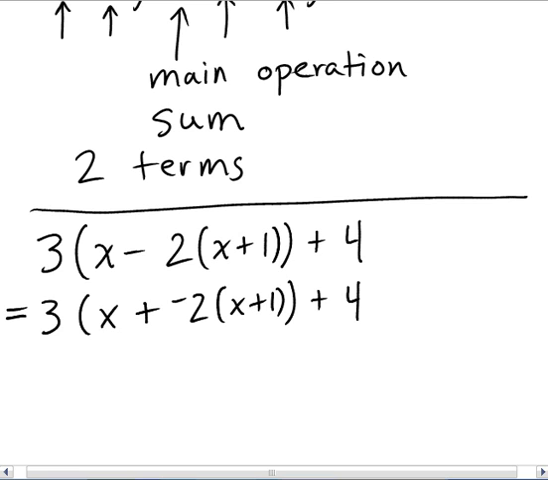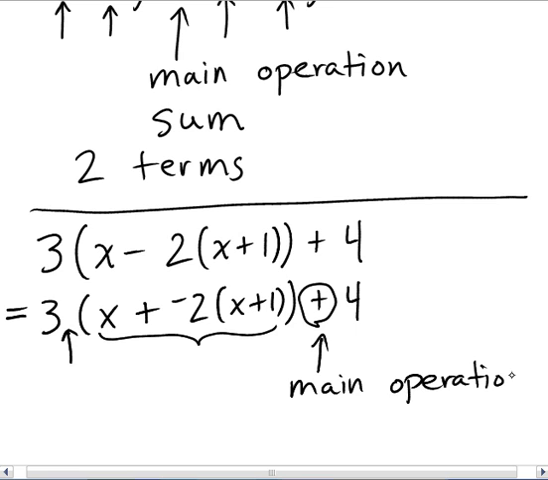So decide which is the main operation. What would be done last? Okay, well, we're going to do everything inside of that outer group of parentheses first. If we were evaluating this expression, we would have to compute the x plus negative 2 times x plus 1. We would have to compute all of that first. Then we would multiply that by 3. And finally, the last thing we would do is add that result to the 4. So this is our main operation. Since it's a plus sign, that means this is a sum.